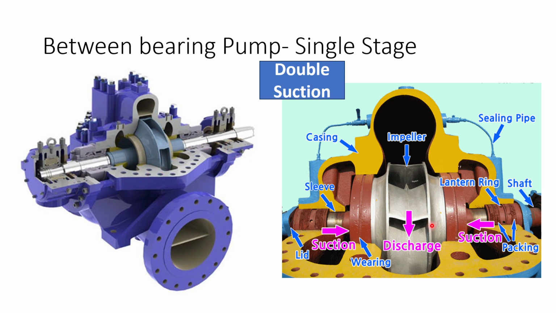On the right-hand side we can see other components. This is the main impeller. Liquid enters from here and here and goes out. Discharge is from here. This is the sleeve. This is the sleeve. This is the casing. This is the sealing pipe from where the liquid goes for the gland sealing. And this is the shaft, and the gland packings are shown here.